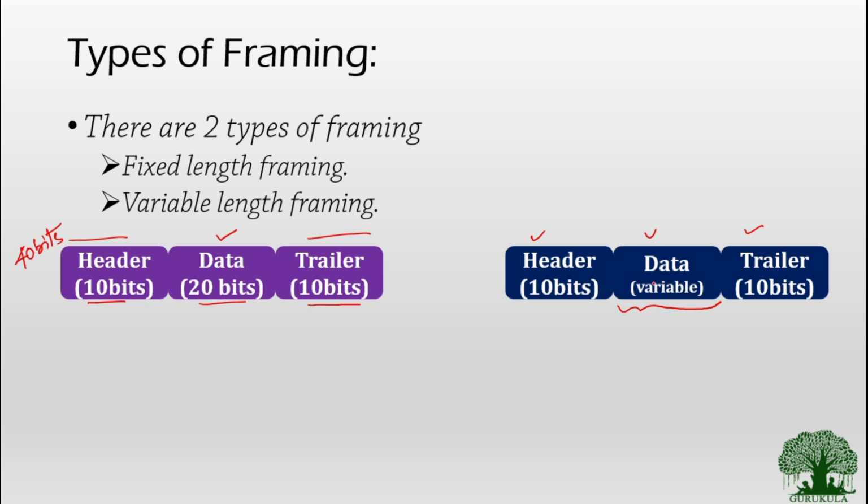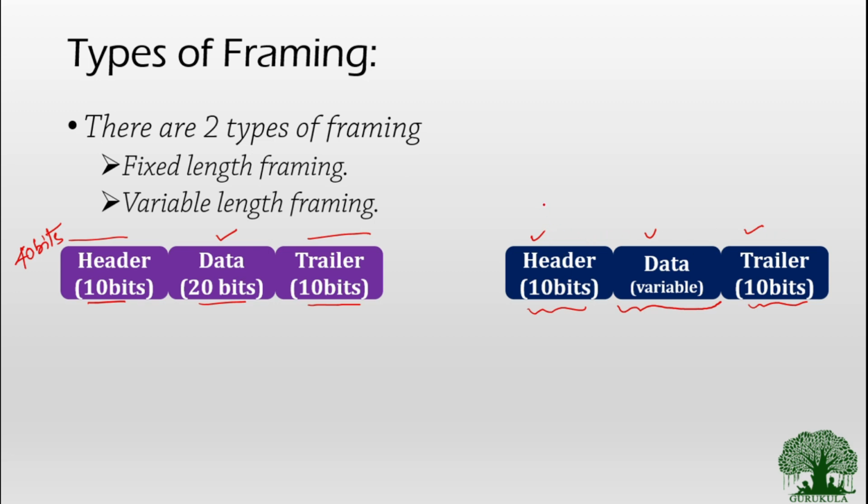So if you have a small amount of data, you can use less space, and if you have more data to be transmitted, you can increase the size of the data field as and when it is required. But the size of the header and the size of the trailer is always fixed, because we are going to carry only predefined information in these particular fields.